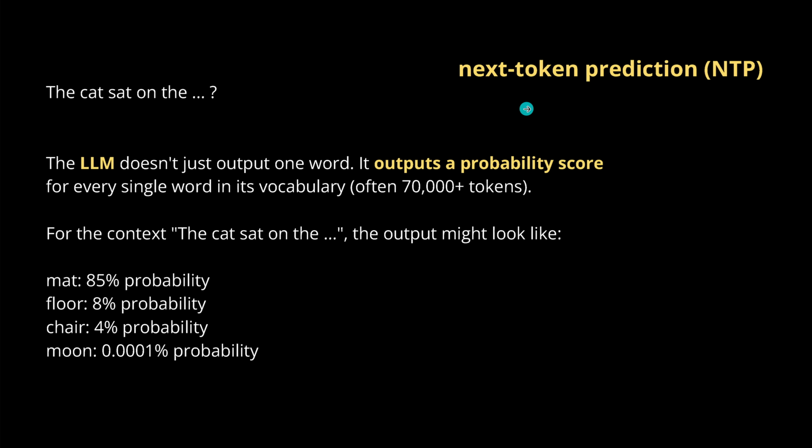We are all based in our AI models on next token prediction, NTP. It's very easy to explain. You have a sentence, "the cat sat on there," and now the LLM doesn't just output a word. Internally, the large language model outputs a probability score for every single word in its vocabulary. Let's say we have about 70,000 plus tokens. So for the context "the cat sat on there," the output might look like, for the word "mat," an 85% probability. For the word "floor," 8% probability.